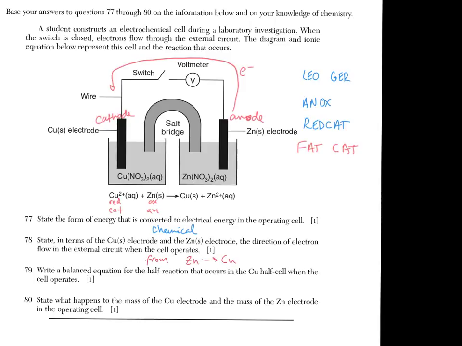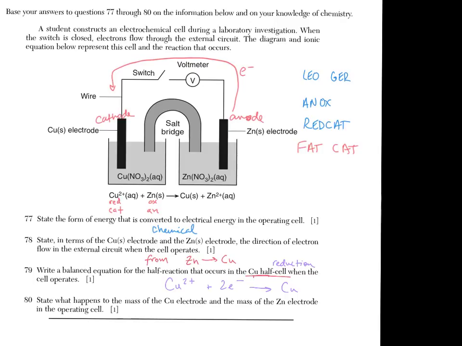Okay. Now 79, we have to write a balanced equation for the half reaction that occurs in this half cell. So in this particular half cell, we should know that reduction occurs. So we're gaining electrons. We start with Cu2+. It gains electrons to become Cu. And that's how we show it. If you're losing electrons, it would be flipped the other way around.